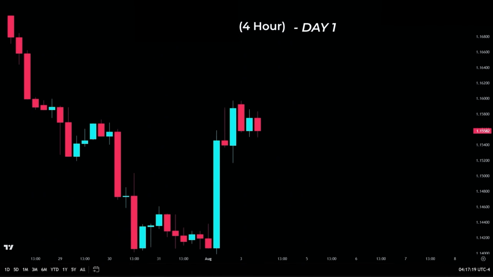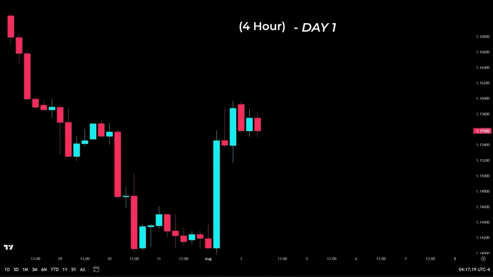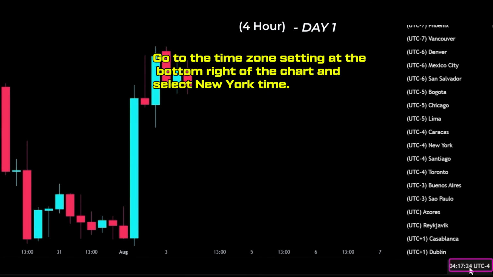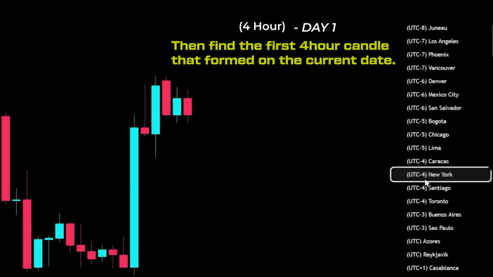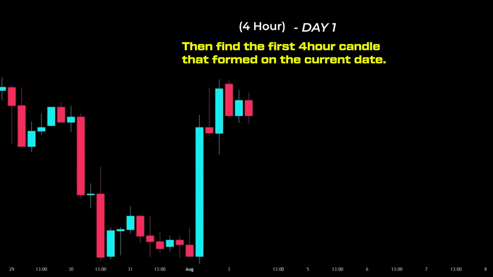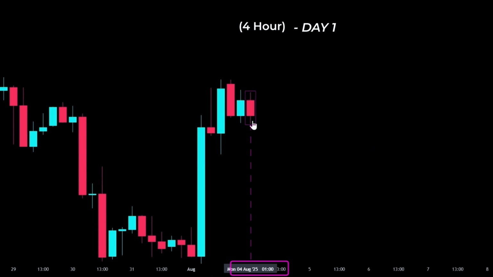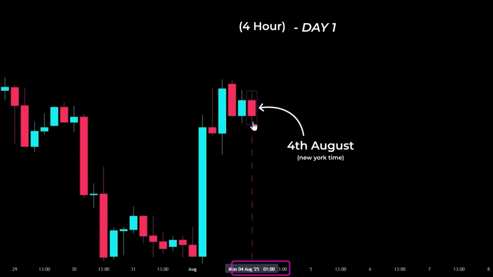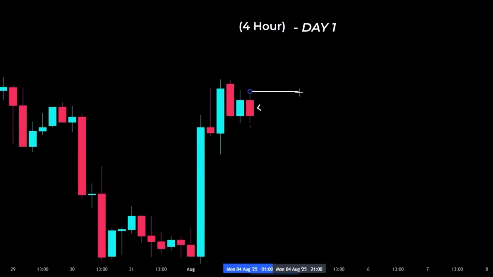In this example, we'll use the EUR-USD currency pair, but the same rules can be applied to almost any Forex pair. Go to the time zone setting at the bottom right of the chart and select New York time. Then find the first 4-hour candle that formed on the current date. Since this example takes place on August 4th, we simply locate the first 4-hour candle that formed on that day.